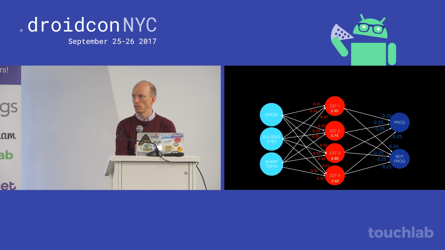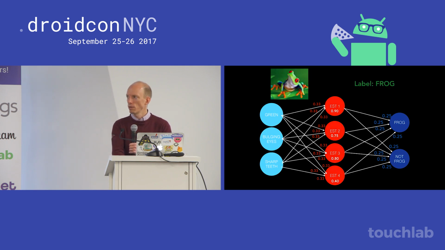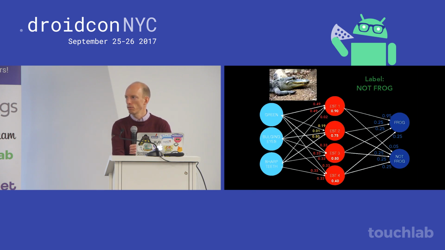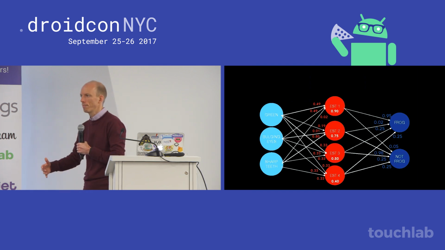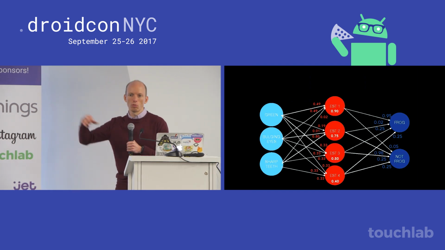These slides are from our Center for Machine Learning at Capital One, an internal team. To train, we have our features on the left: green, bulging eyes, sharp teeth. We got our frog coming in, and the frog is very green, it has bulging eyes, but it doesn't have sharp teeth. And so we feed that through, and you basically feed through your data. This is not a frog, and it's a bit green, but it has very sharp teeth. As you're doing this training, you've got all these weights on all the nodes.